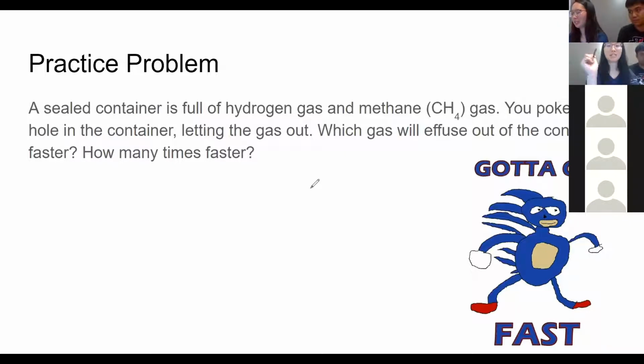Hydrogen will effuse faster. Yeah, so for sure, hydrogen will go faster, right? Its molecular weight is 2 grams per mole. It's hydrogen gas, so it's going to be very small and it's going to escape very quickly.